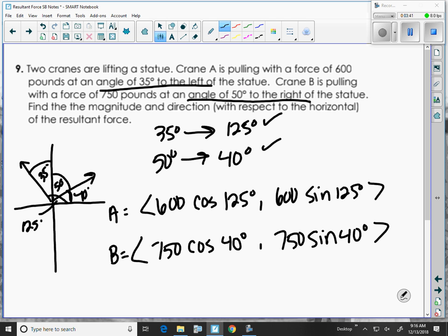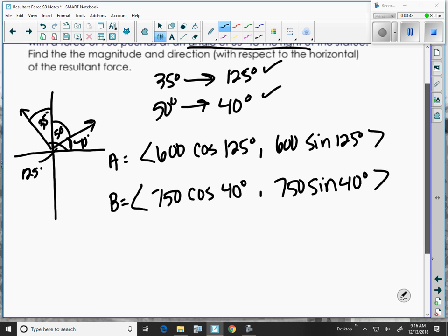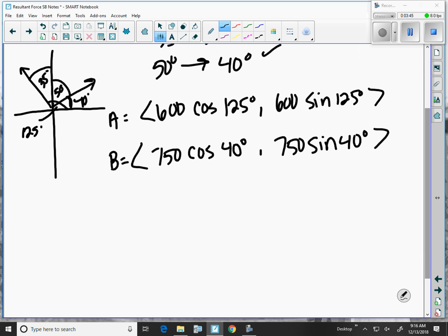Okay, so now we talked about yesterday, when we are doing resultant force, this is where we add them together. So we add our cosines separately from our sines. You can just do it straight in your calculator. So when you put it in the calculator, do you just put it all in? So you do 600 cosine 125 plus 750 cosine 40, and that's your first.